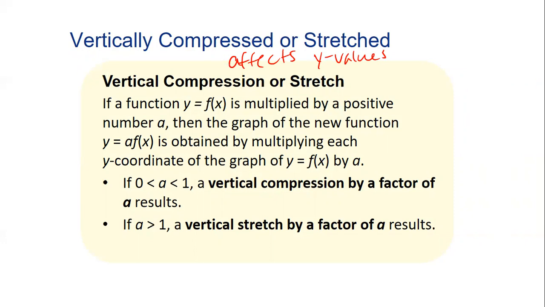If your a value is between 0 and 1, it is a vertical compression. You're kind of squishing it down vertically. If your a value is greater than 1, then it's a vertical stretch. The way I think about this is that if you work out less, the wider you get. If you work out more, the thinner you get. Does that make sense? That's how I think about it. All right, and again, it affects which variable? The y, okay? Your vertical compress and stretch affects your y.